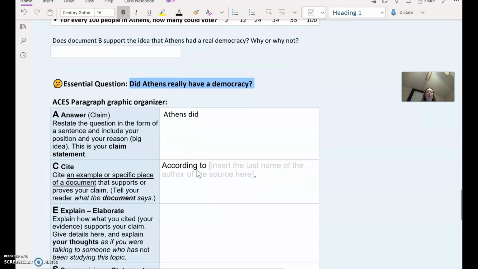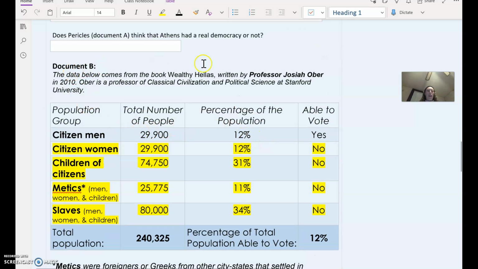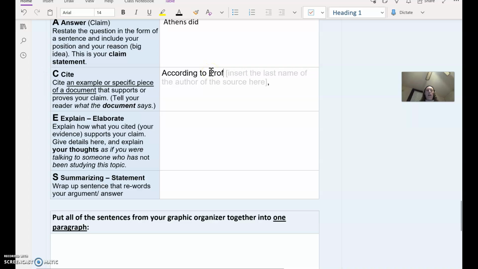So what I would do then is I'd come down here into the box and it says according to, and it says insert the last name of the author of the source here. So I'm going to look back up. Document B was written by Professor Josiah Ober. So I need to at least put Ober there. I can put in his whole name if you want. So you can say Professor Josiah Ober, and then you can delete these gray instruction words. And now we're ready to cite our source.